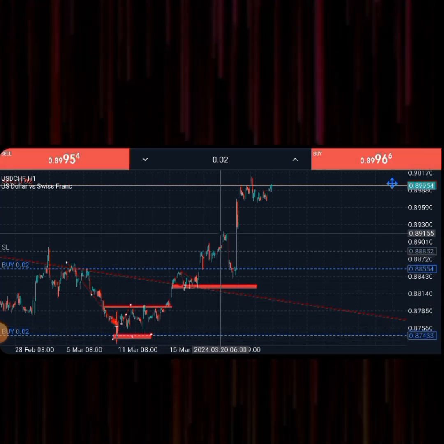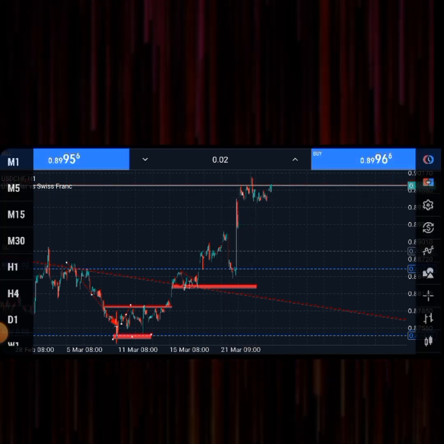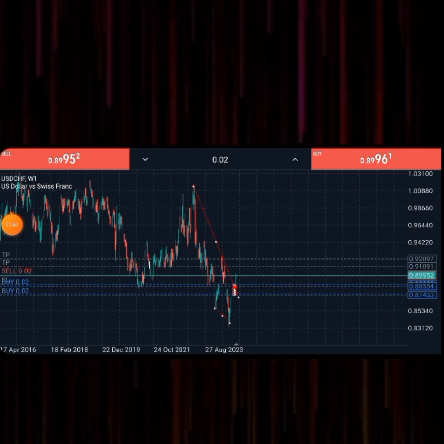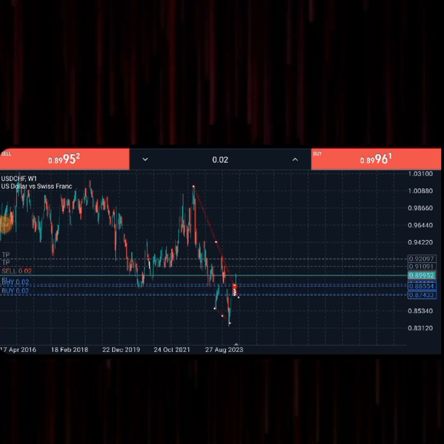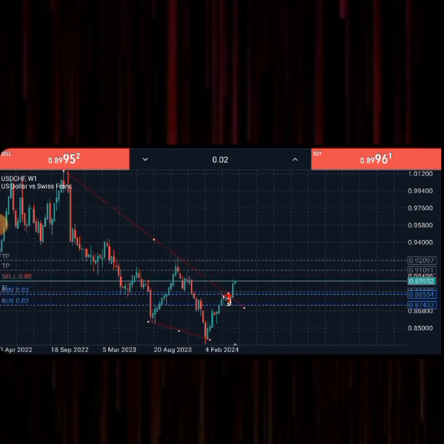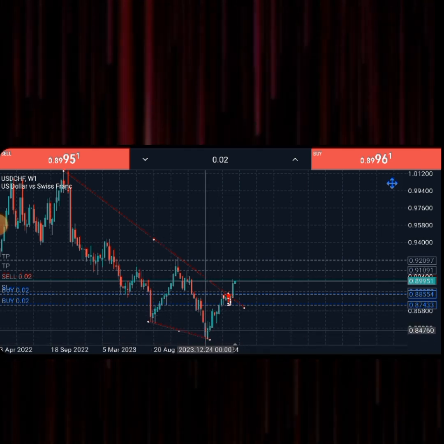We are eating money now. Also now, just waiting for the weekly chart to hit our take profits. Look at this beautiful double bottom that formed here. Look at that beautiful double bottom.